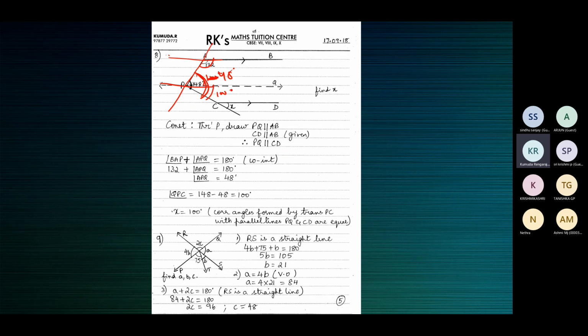Now, a different set of parallel lines. This one is parallel to this one. And a different transversal. PC is a transversal. Different set of parallel lines, different transversal. PC is the transversal. X is equal to 100. Corresponding angles are equal.